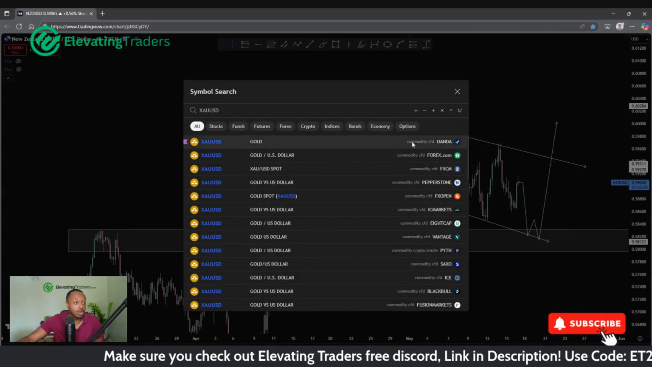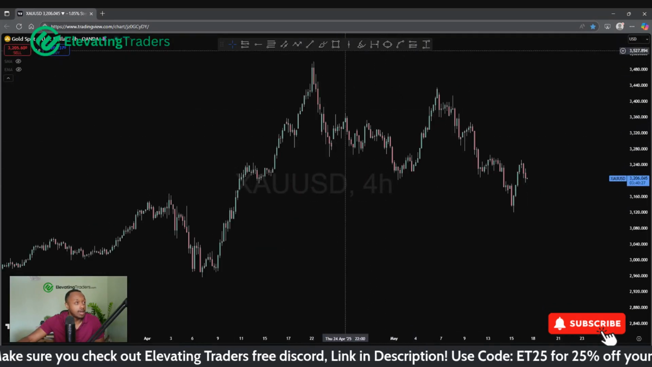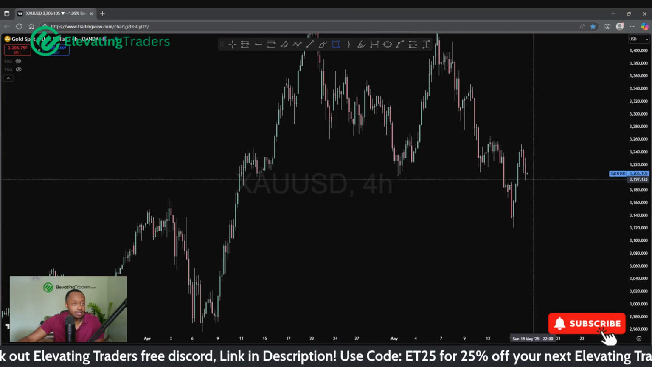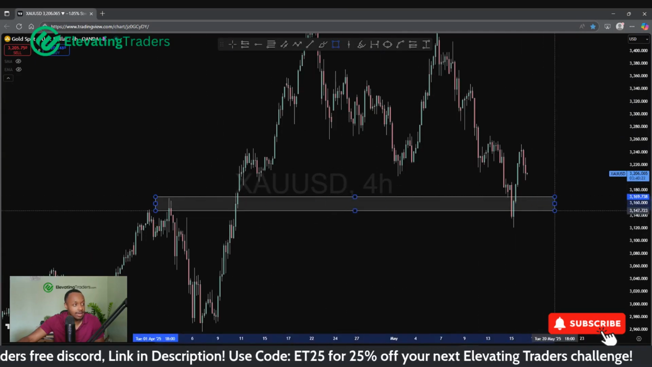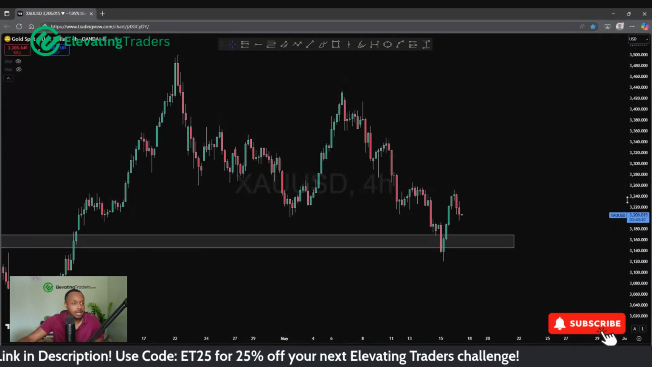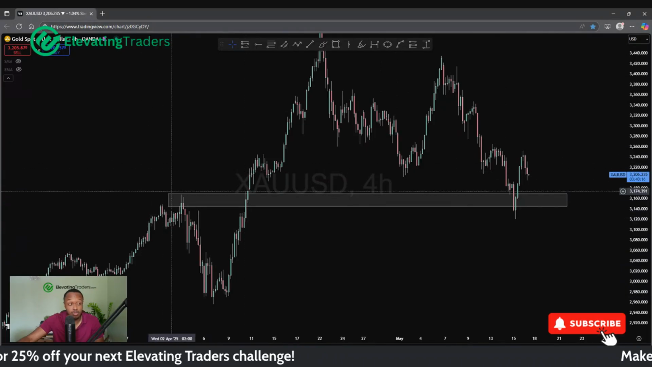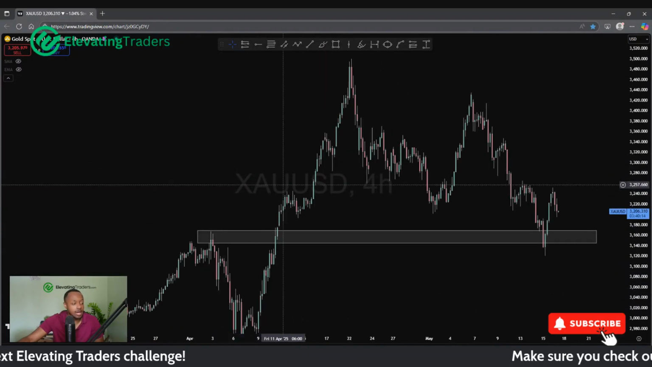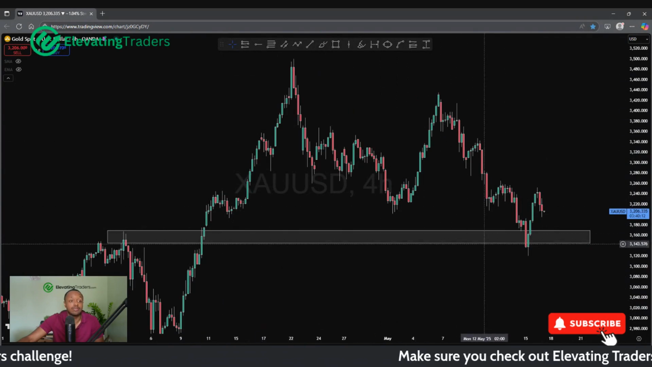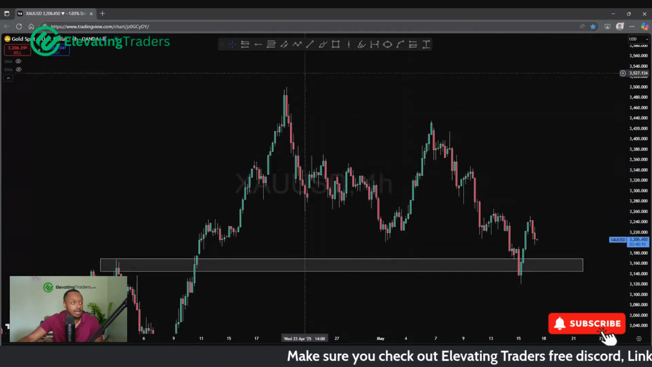Over to gold. Gold had a nice reaction yesterday. I was talking about price coming back into this area here, which is, of course, previous resistance. Price broke through that as our price went high, actually. Price broke through that, never had the retest. This is the first time price has come back for the retest.